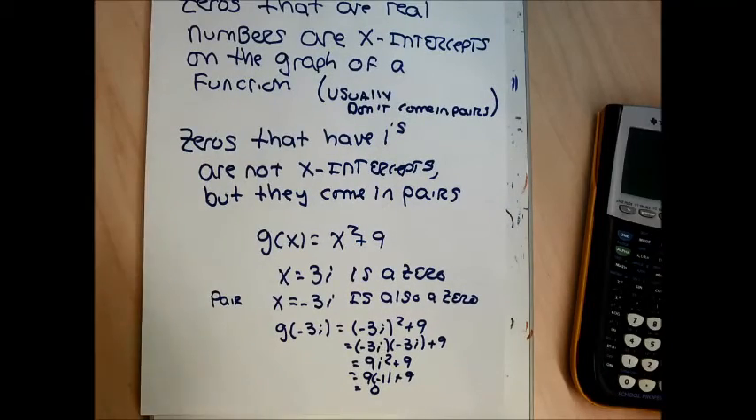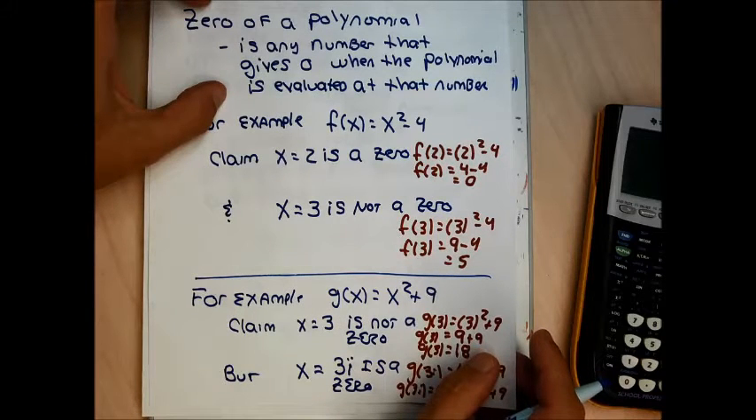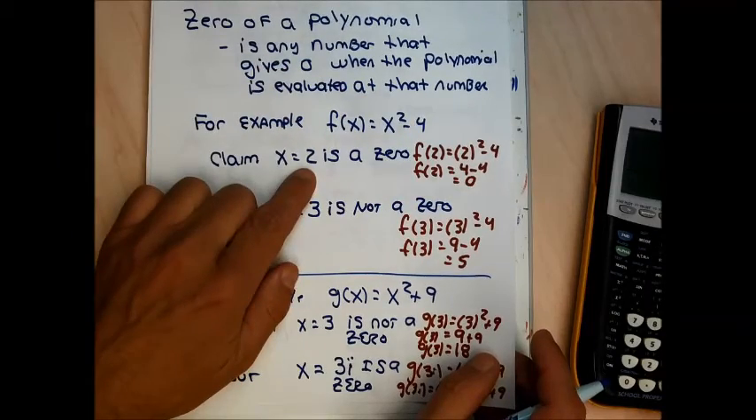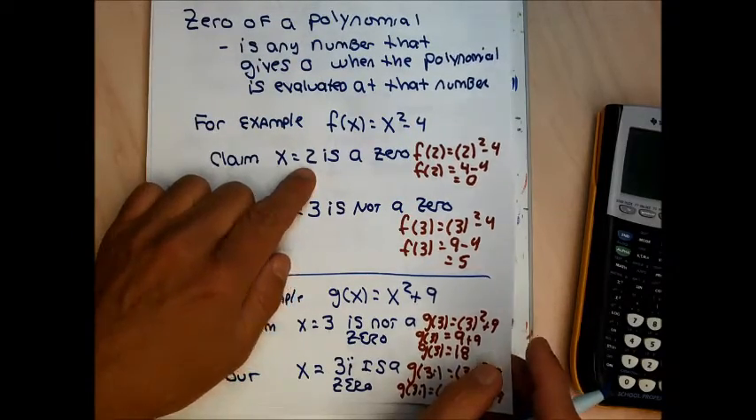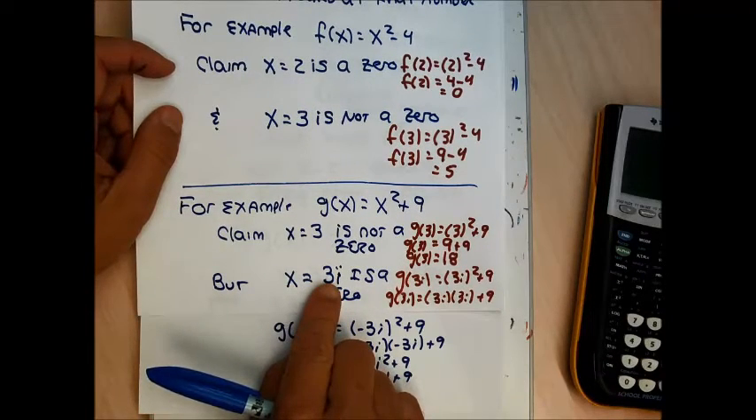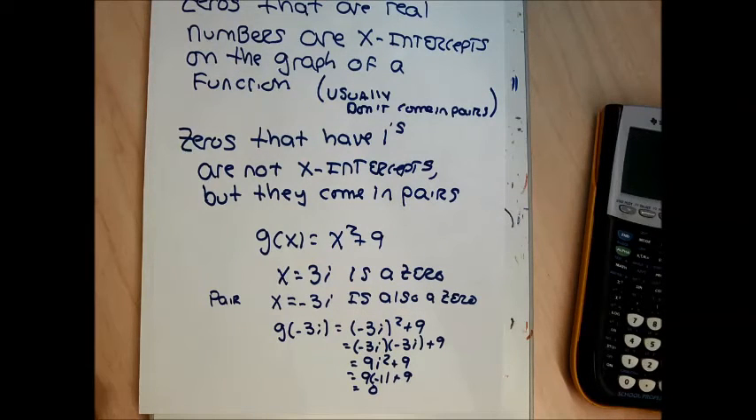So real quick rundown of what I've done. A zero is any number, real or imaginary, that if you plug it into the polynomial, you get 0. Zeros that don't have i's show up on the graph as x-intercepts. Zeros that do have i's don't show up on the graph as an x-intercept, but they come in pairs. The only other thing that we really need before we get started is the number of zeros that a polynomial has. And every polynomial has as many zeros as its highest exponent.